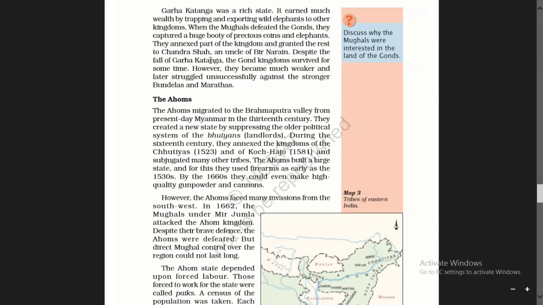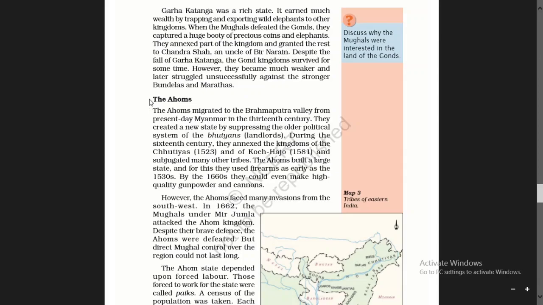Despite the fall of Garha Katanga, the Gond kingdom survived for some time. Even though the fall took place, the Gond kingdoms continued to exist for some time. However, they became much weaker and later struggled unsuccessfully against the stronger Bundelas and Marathas. They didn't succeed against them.